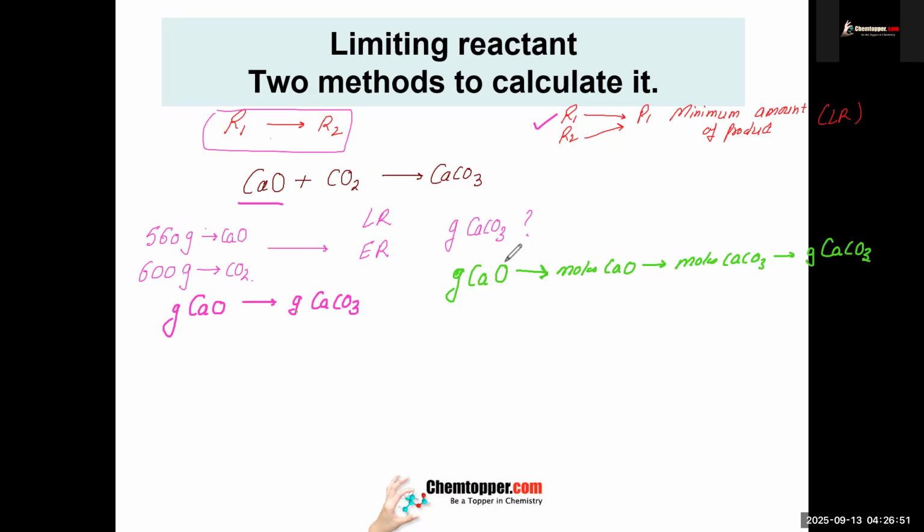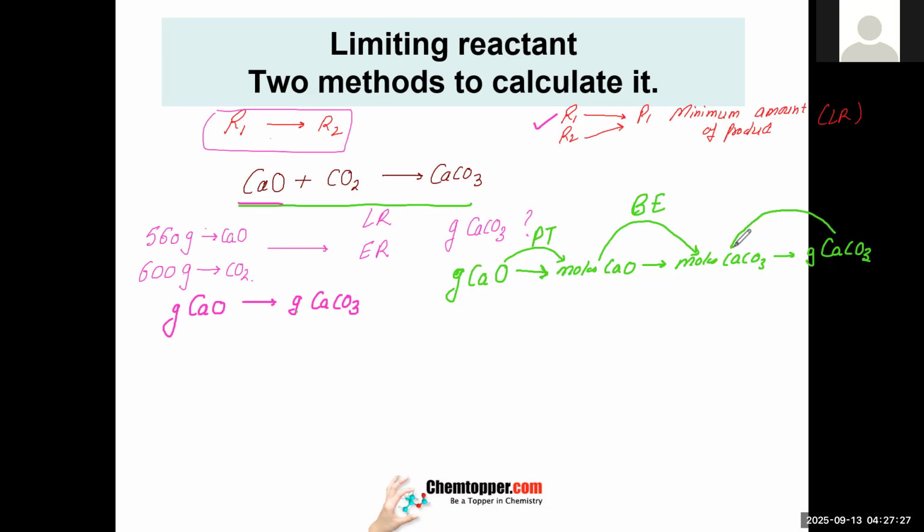How to go from grams to moles? In the numerator, you put what you want. Looking at the periodic table, you're telling me the dimensional analysis. But I can go from grams of calcium oxide to moles of calcium oxide using the periodic table, molar masses, then moles of calcium oxide to moles of calcium carbonate using this molar ratio by looking at the balanced equation. Just check the equation is balanced. Then moles of calcium carbonate to grams of calcium carbonate, again by looking at the periodic table.